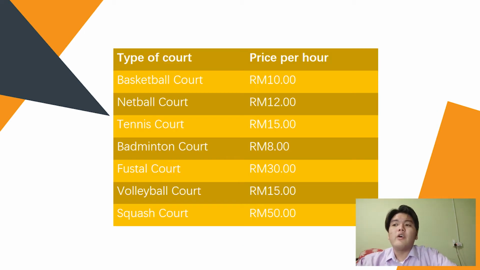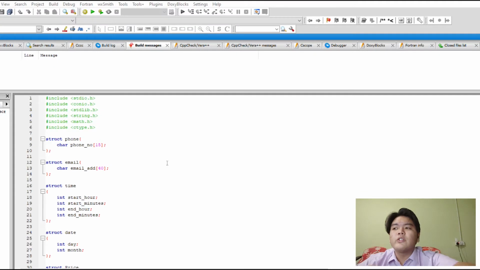This is the table of court price per hour. Basketball court 10 ringgit per hour, netball court 12 ringgit per hour, tennis court 15 ringgit per hour, badminton court 8 ringgit per hour, futsal court 30 ringgit per hour, volleyball court 15 ringgit per hour, squash court 50 ringgit per hour. I will show the full code of our mini project.